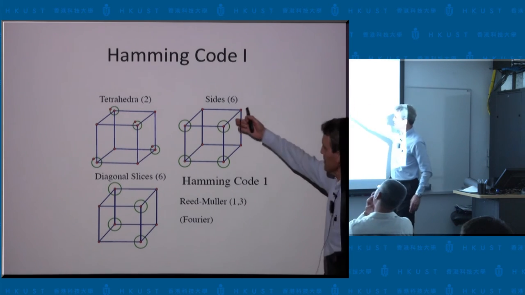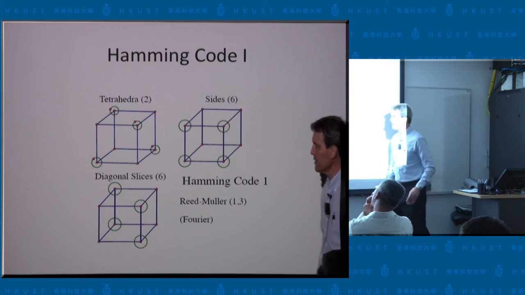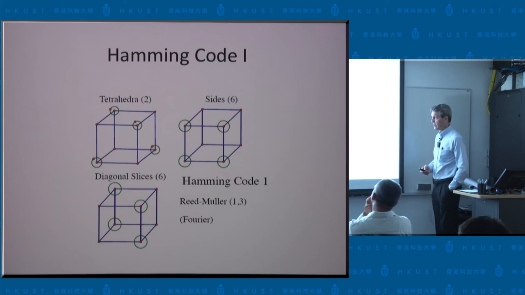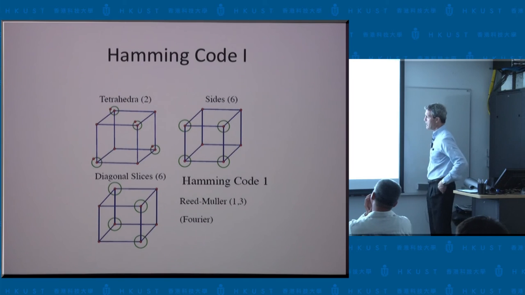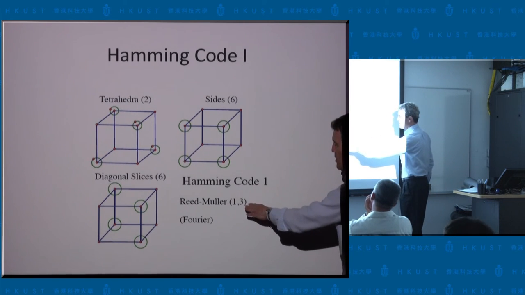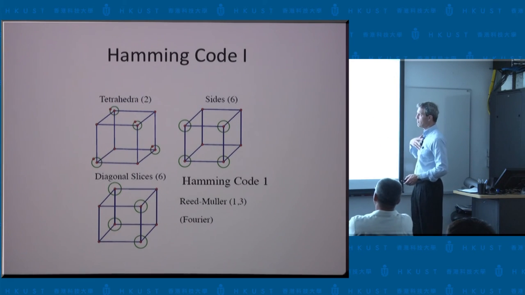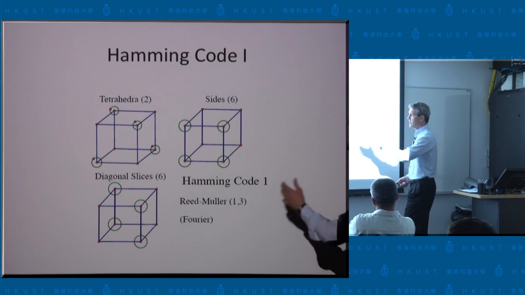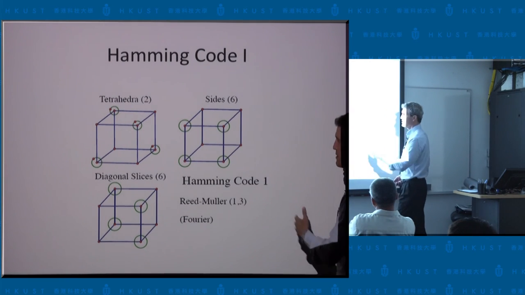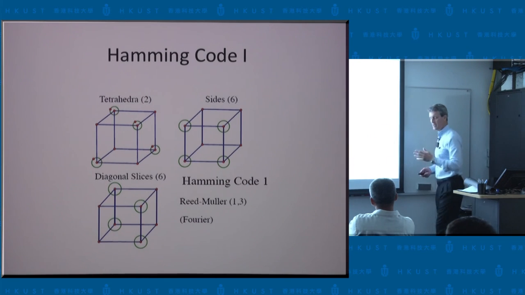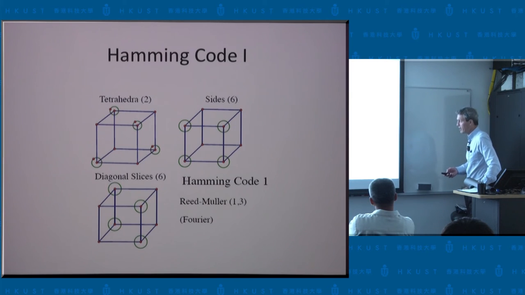We've seen that this one plus the one over here gives you one of the diagonals, and you can just go through and check that whenever you take a sum, it's another one of these sets. This is also known as the Reed-Muller code of size 1-3. I like to call it the Fourier code because I'm a harmonic analyst. If you think of the cube as a group and you think of the theory of Fourier series on this little group, then these sets are just the level sets of the characters of the group.